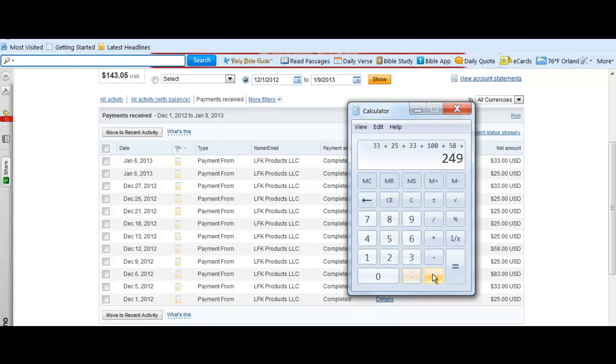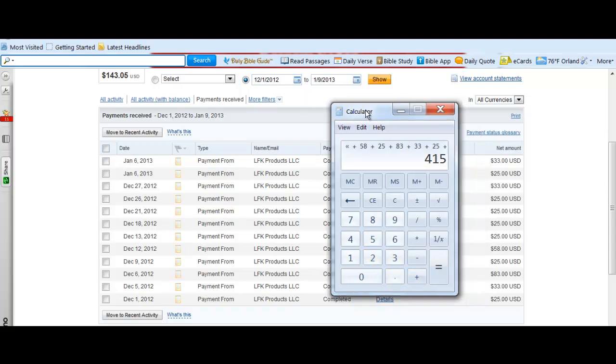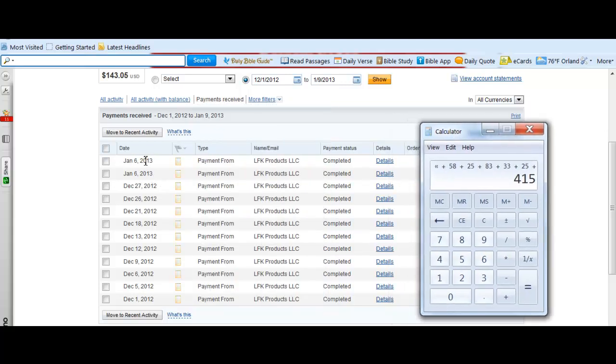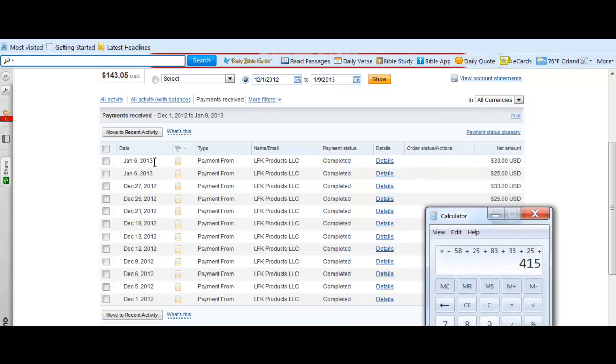58 plus 25 plus 83 plus 33 plus 25 plus... $414, $415. Guys, look here. January 6th. Okay, payments are still coming in.